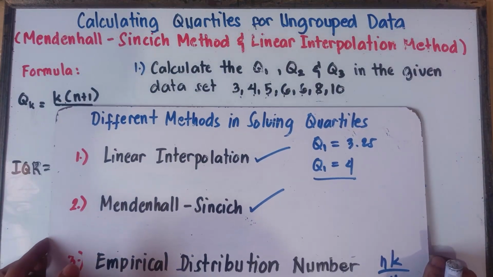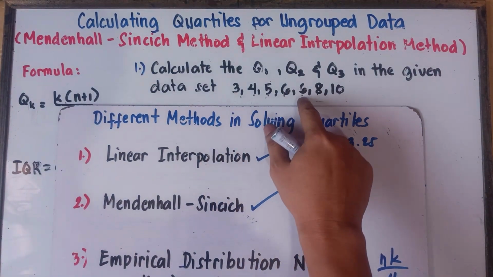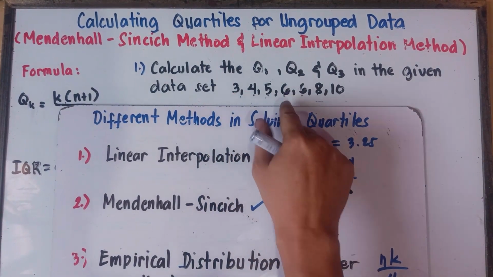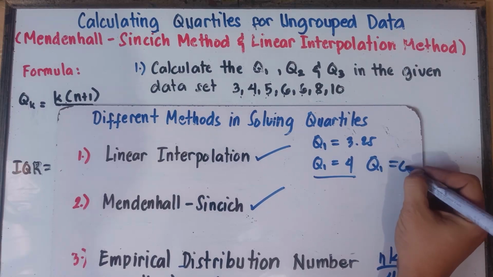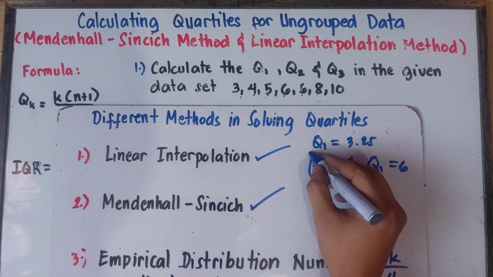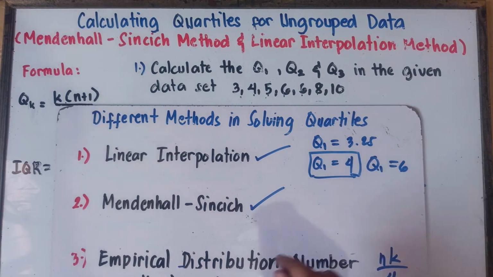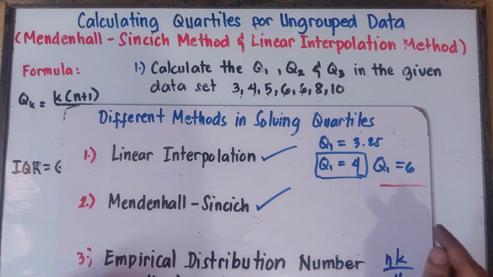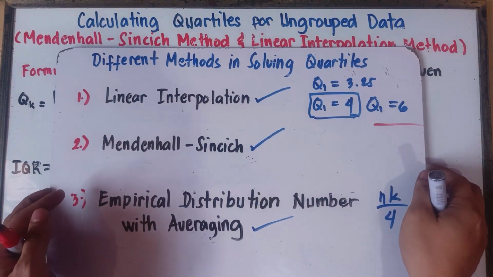Therefore, if this is your given data, 3, 4, 5, 6, 6, 8, and it has already been arranged, then first position, second, third, fourth. So quartile 1 is 6. Once again, class, this is just the position. This is the answer, class: the fourth position, therefore quartile 1 is 6, because quartiles are just measures of position.